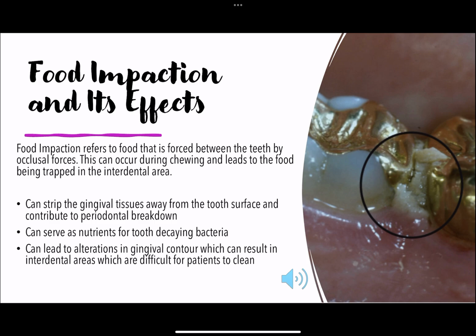Food impaction can strip the gingival tissues away from the tooth surface and can contribute to periodontal breakdown. The food that's left behind can serve as nutrients for tooth-decaying bacteria to feed on. Food impaction leads to alterations in gingival contour when the gums are pushed down, and that can result in interdental areas which are difficult for patients to clean on their own.